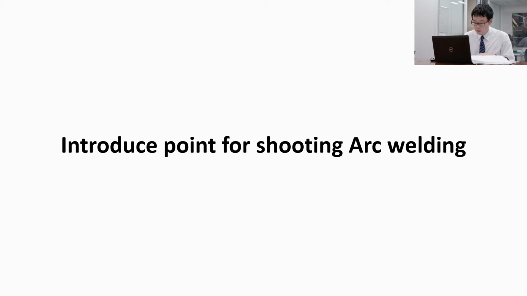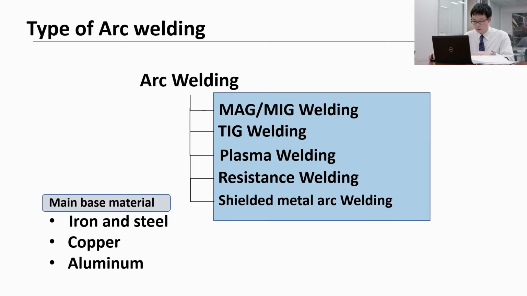From now, we will introduce the points for shooting arc welding. About types of arc welding: there are several types like MAG, MIG, TIG, plasma, and resistance welding. The base materials for arc welding are usually iron and steel, and copper and aluminum.